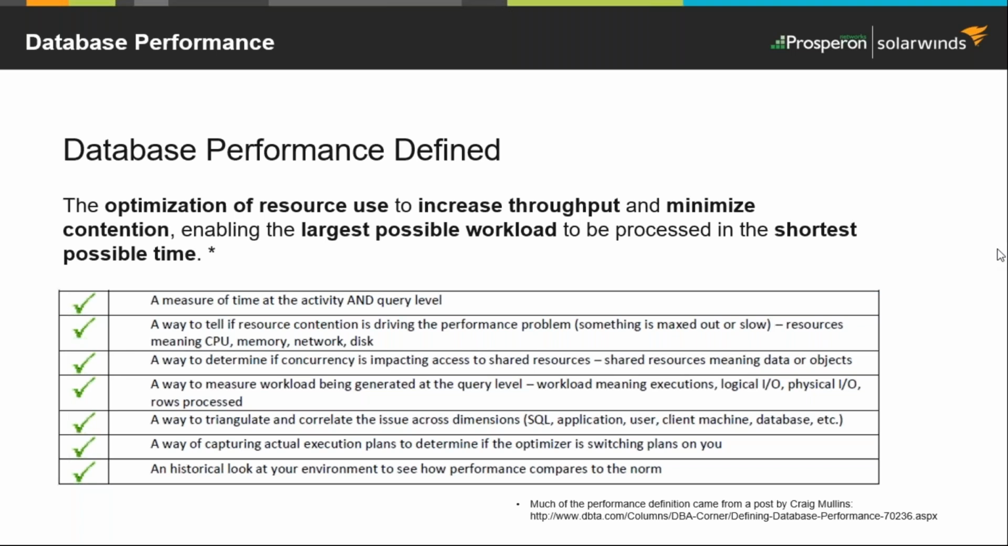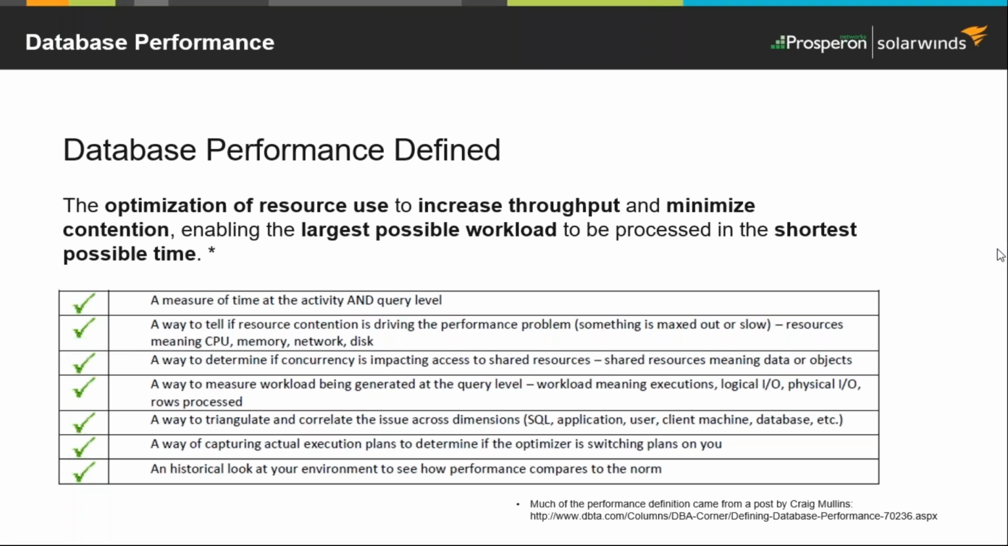And what you're seeing on the screen right now is the best definition I've seen so far, and I've modified it a little bit because I added a time component to it. So really, the optimization of resource use to increase throughput and minimize contention, enabling the largest workload to be processed in the shortest possible time. So I kind of added to it.